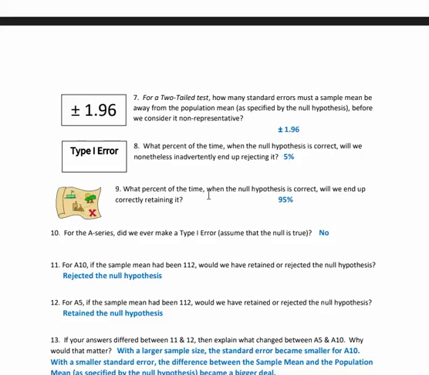Number 9. What percent of the time, when the null hypothesis is correct, will we end up correctly retaining it? So 95% of the time, we'll get a sample mean that's within plus or minus 1.96, and 5% of the time we'll get a sample mean that is at least 1.96 or greater, or negative 1.96 or less.